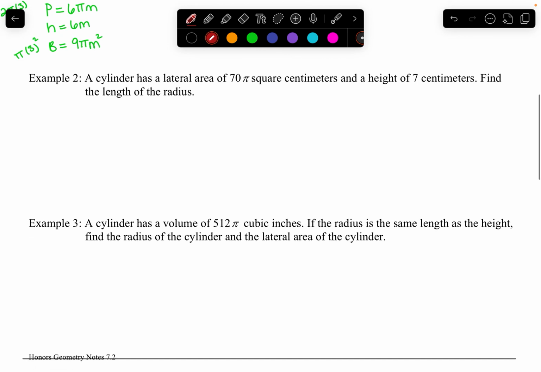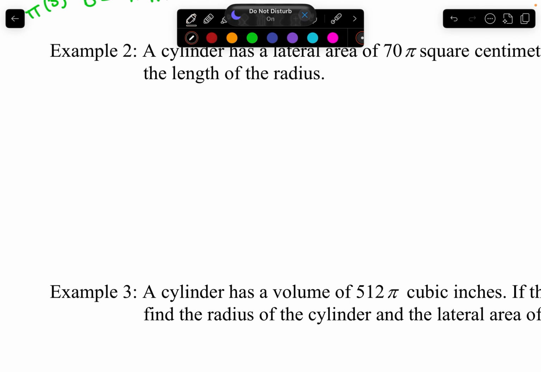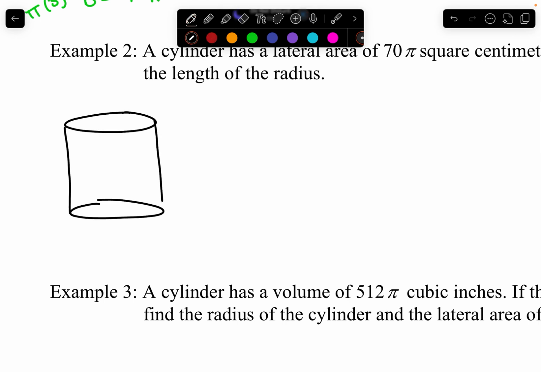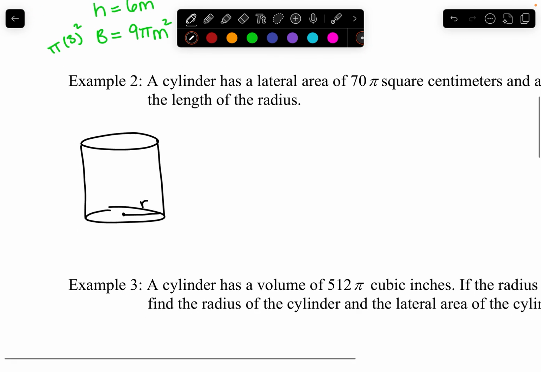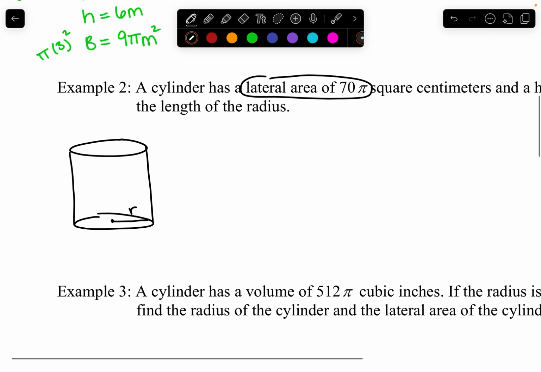All right, so example number 2. It says a cylinder has a lateral area of 70 pi square centimeters and a height of 7 centimeters. So find the length of the radius. Okay, so I'm just going to do a quick draw of this. So here's my cylinder. We do not know what our radius is. It gave us a lateral area of 70 pi, and then it also told us that the height is 7.